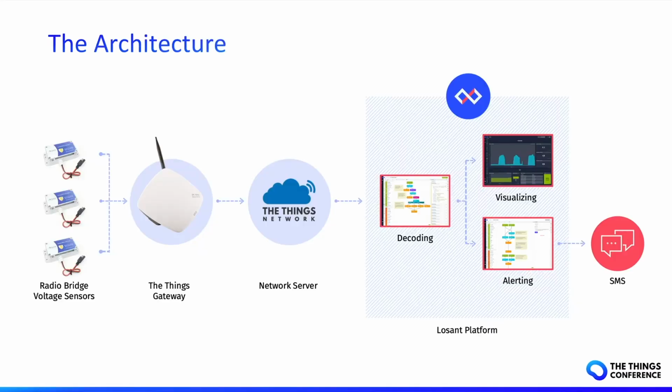All that said, now let's take a look at the architecture behind the application we're going to build. Data originates from the radio bridge voltage sensor, goes through a gateway, ends up in the Things network. I'm not going to cover that part in this workshop. What I'm going to cover is receiving data from the Things network over an HTTP integration, and then within Losant, we're going to decode that information, we're going to visualize that information, and then we're going to build that multi-tenant alerting so that our customers can receive SMS notifications. So let's return back to my home workshop where we can see this application working end to end.